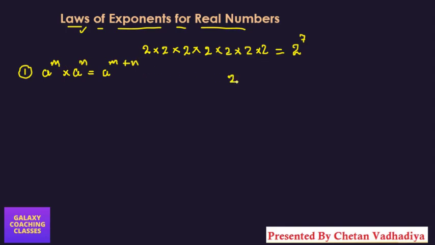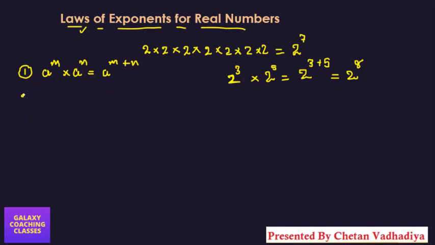Suppose you have 2 into 2 into 2, 3 times, and again you need to multiply 2 into 2 into 2, 5 times. So in total how many 2s will there be? Total 8 2s. So directly, without expanding it, if we add the powers, we get the answer, that is 2 raised to 8. So this law we got from this only. You can see this law is a shortcut of this. So these are laws that are actually shortcuts.